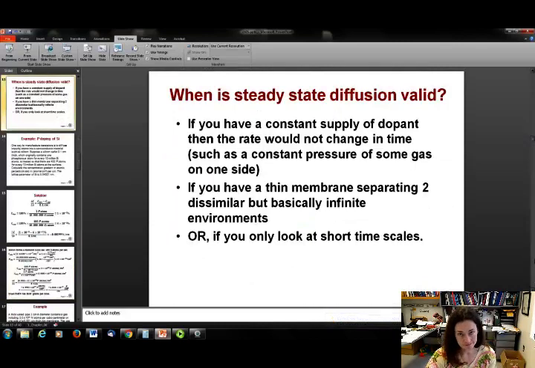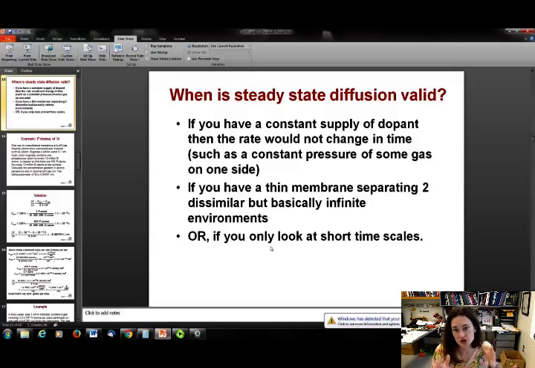When is this valid? Well, not much, I'll tell you that, but it's valid if you have a constant supply of your dopant. For example, if you have some constant pressure of gas that you're flowing through and constantly keeping the gas at that level, then that would supply you with a constant amount of dopant over time, and that would be satisfied. Or like in the example that I just showed, if you have a really thin membrane that's separating two dissimilar but basically infinite environments, so you have tons of your dopant available and this sort of infinite reservoir, which is very reminiscent of statistical mechanics, by the way, then that satisfies it.